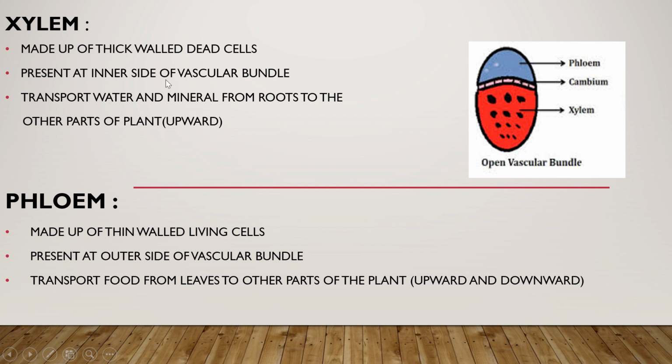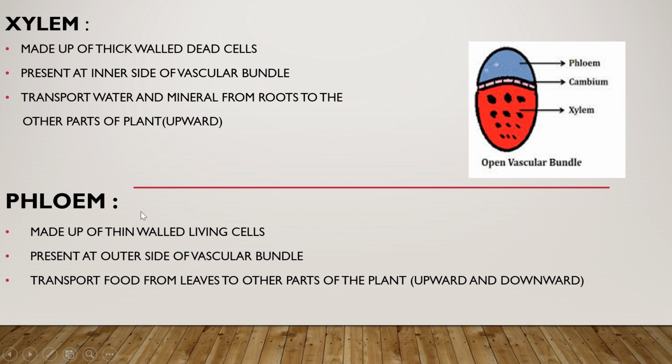Now, first xylem. Xylem is made up of thick-walled dead cells. And they are present on the inner side of the vascular bundle. What is the function of that? It transports water and mineral from roots to the other parts of the plant. It means that it helps in the upward movement of the material.